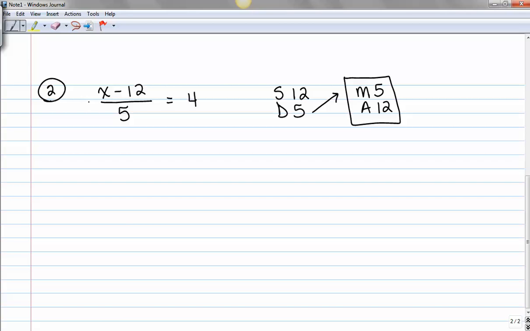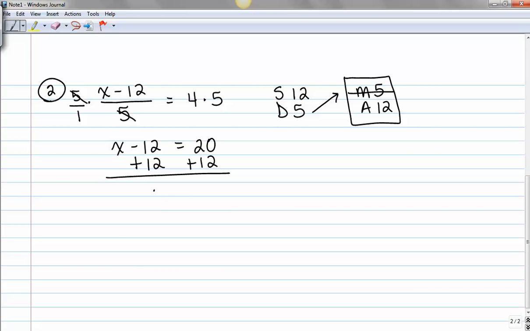When I multiply both sides by 5, and on the left I can write it as 5 over 1, these 5's will cancel each other out, and I'm left with x minus 12 equals 4 times 5 is 20. So I've done multiply by 5. Now I need to add 12 to both sides. So my final answer is x equals 32.